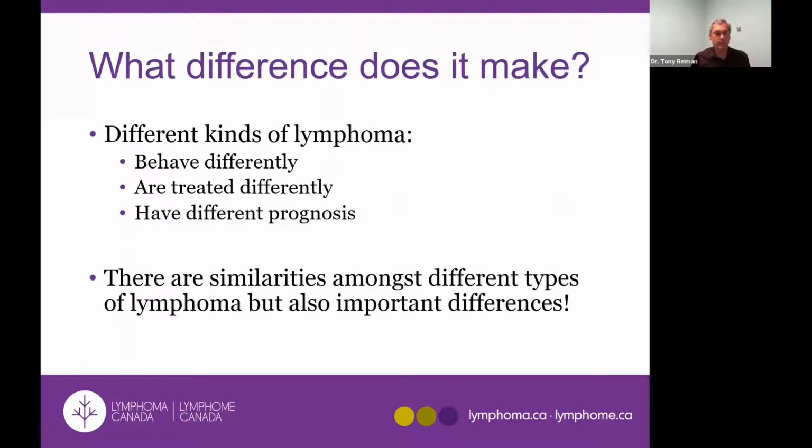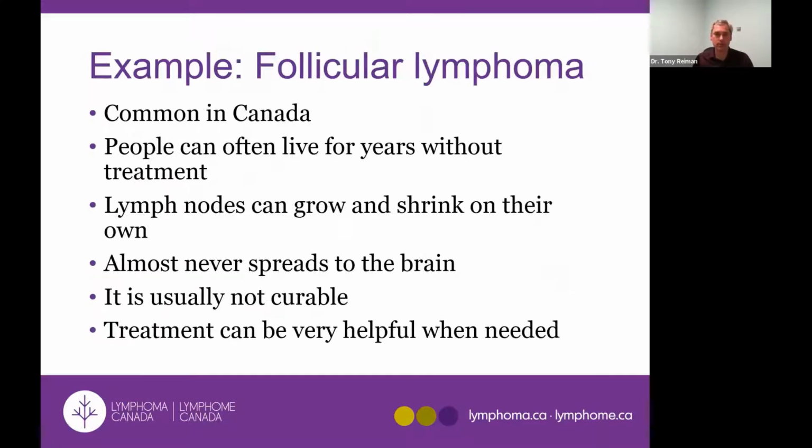So I've really said this: different kinds of lymphoma can behave differently or be treated differently. The prognosis or the outlook is different. There are certainly similarities. We went over a lot of the things that are similar amongst different types of lymphoma and leukemia in the previous session, but there are also important differences. I'm just going to quickly illustrate a couple of those with a couple of different types of lymphoma.